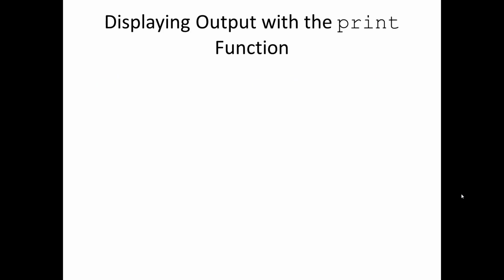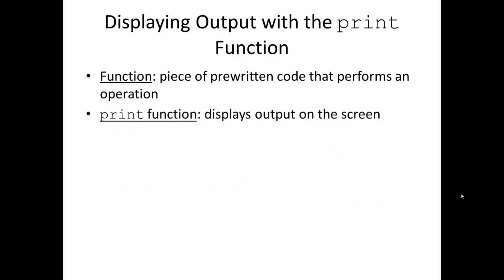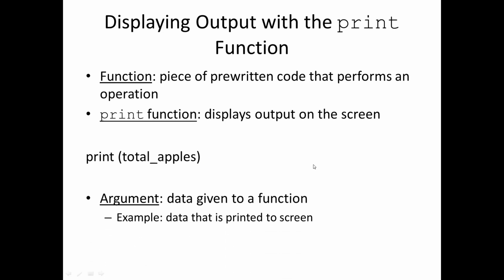Let's talk a bit more about displaying output with the print function. Once again, this is pre-written code that performs an operation. The print statement is actually a function, and its default is to display output to the screen. So if we print total apples, the variable total apples will be printed to the screen. The values inside the parentheses are called arguments. This is the data that's given to a function for execution.